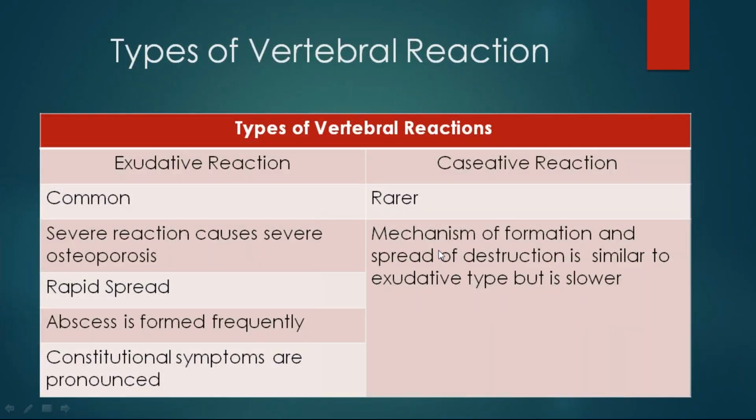So there are two types of vertebral reactions. You all know that TB heals with caseous necrosis, but in case of spine, the caseous reaction is rare. The exudative reaction is the most common. This causes severe osteoporosis and it spreads rapidly, which may result in the formation of a cold abscess. And the constitutional symptoms are more pronounced, which are fever, loss of weight, loss of appetite, and night cries.